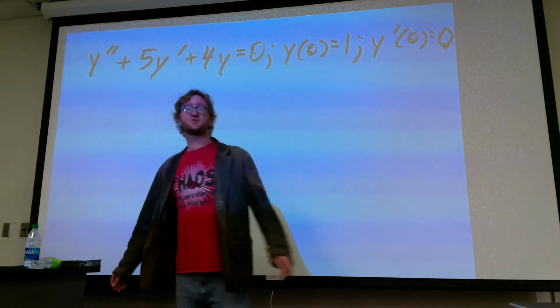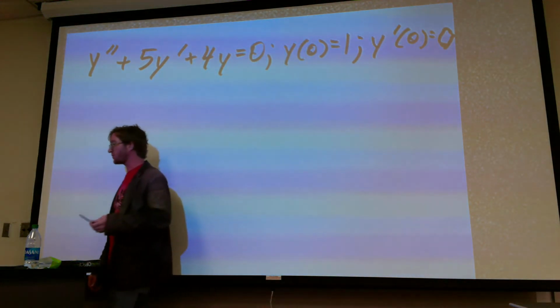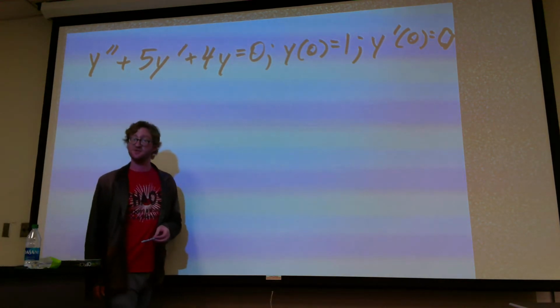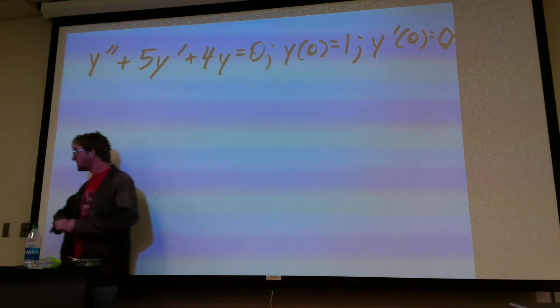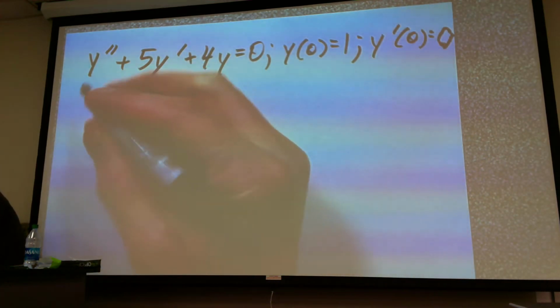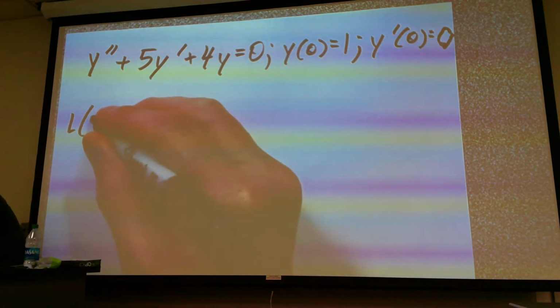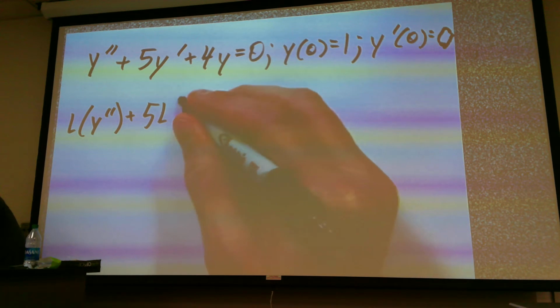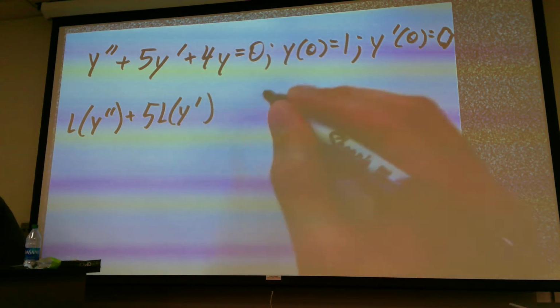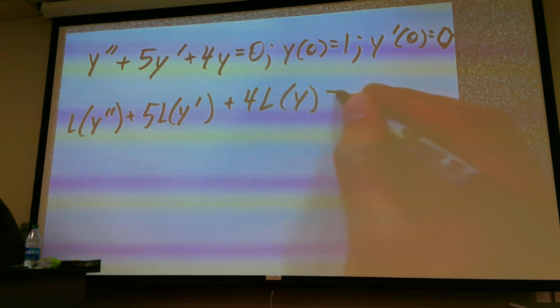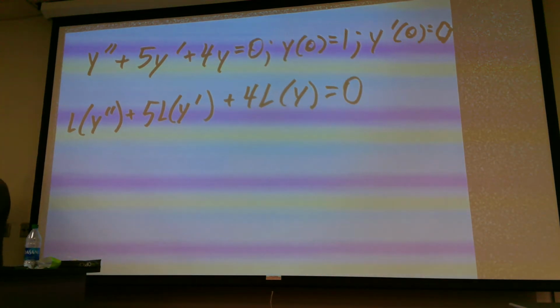Okay, now let's try a second order differential equation. Let's do this Laplace transform, do the inverse, and let's get the solution to this differential equation. So, first thing is, let's do the Laplace transform. So, we're going to have L of y prime prime plus 5 L of y prime plus 4 L of y is going to equal 0.